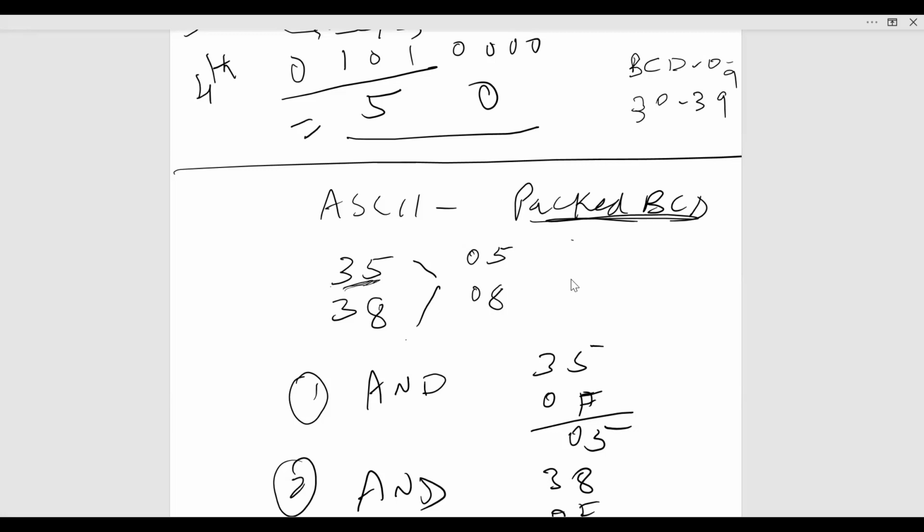AND 35 with 0F and 38 with 0F, and separate the least significant digits so that we get 05 and 08. After that, rotate the first number to the left by 4 bits, so that it is converted to 50, and take the second number as it is. Add both, and we get the equivalent BCD number, that is 58.